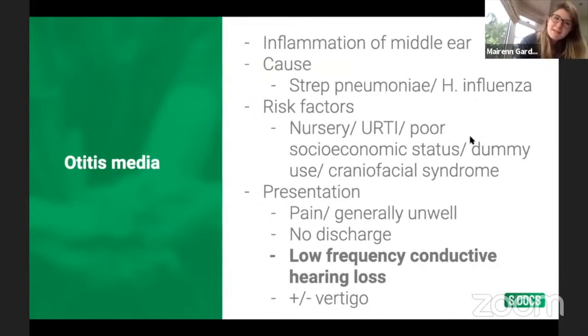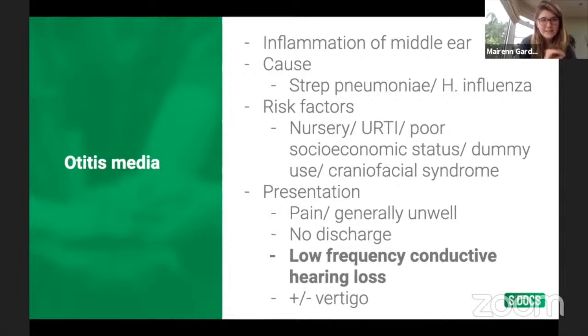Then going on to otitis media. So this is inflammation of the middle ear. It's most common after an upper respiratory tract infection in young children, and therefore the cause tends to be either Streptococcus pneumoniae or Haemophilus influenzae. Risk factors for this include nursery, upper respiratory tract infection, like I've just said, poor socioeconomic status, if they use a dummy, and craniofacial syndromes, so Down syndrome or Turner's.